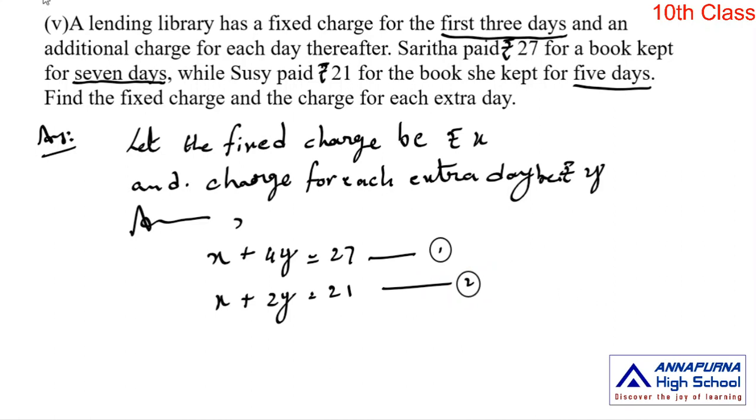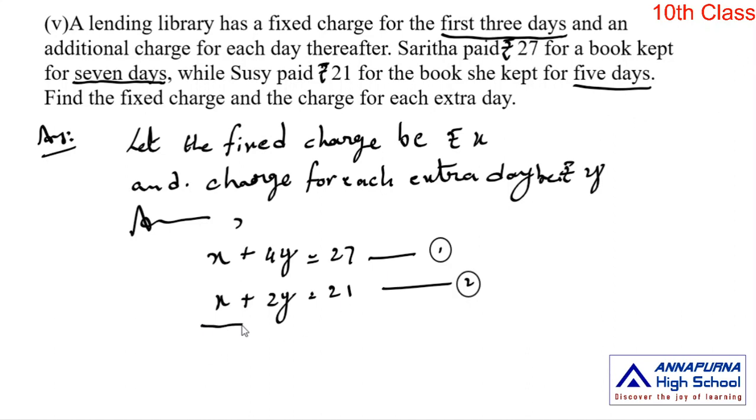I think you understand the difference between the previous sum and this sum. In the taxi fare sum, the fixed charge is not clear, but in this sum, the fixed charge is clearly mentioned. This fixed charge is for the first 3 days. That's why here we take 7 days and 5 days as the total number of days. But in the taxi fare sum, we take 20 kilometers and 50 kilometers as the additional distance. Why? Because the fixed charge is not clear. That's why we did it like that. Do you understand? Okay, let's move.